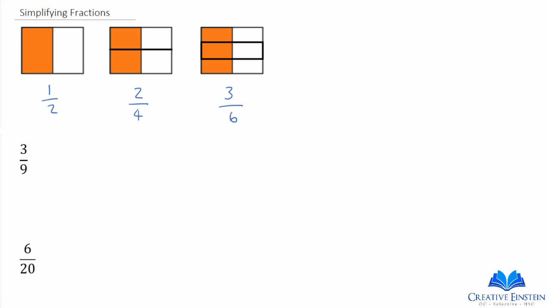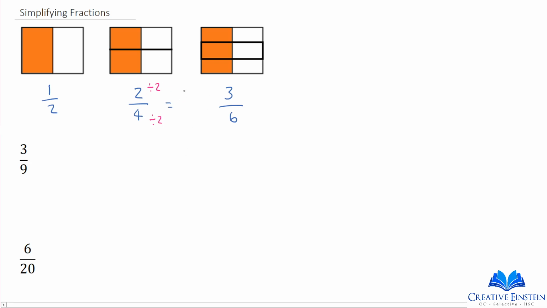To simplify fractions, what we do is we find the common factors of both the top and the bottom number. So 2 and 4, the common factor there is 2, so we're going to divide both the top and the bottom by 2. It's really important that whatever you do to the top, the numerator, you also do to the bottom, the denominator. If you don't, then it won't be an equal fraction anymore.